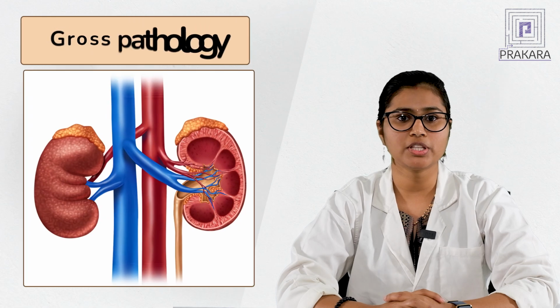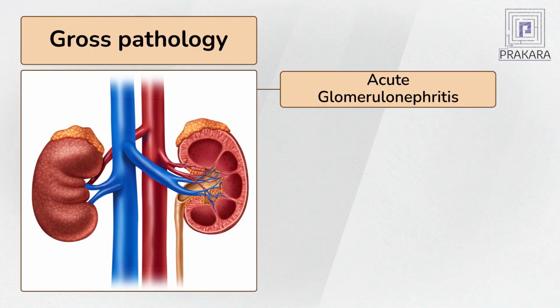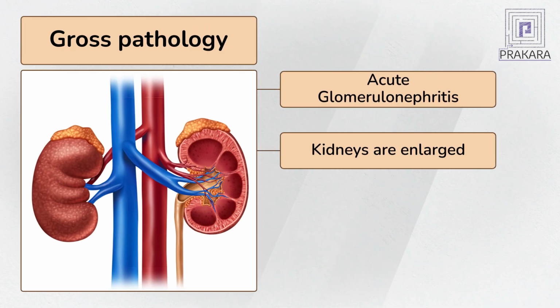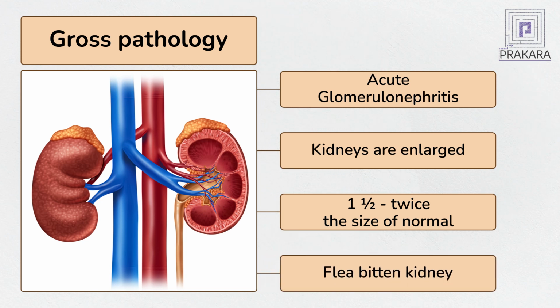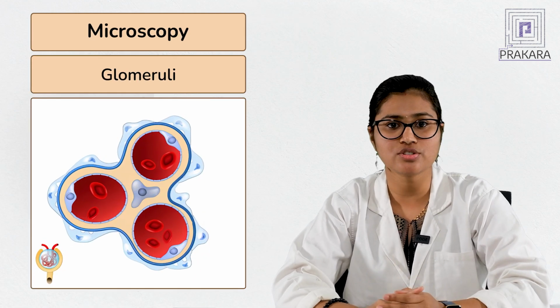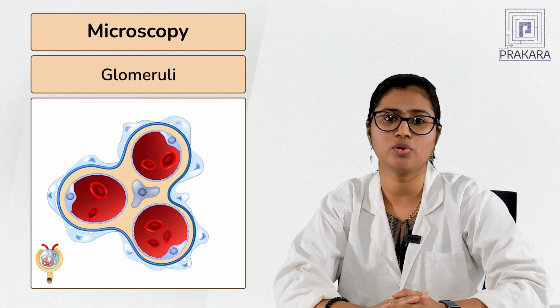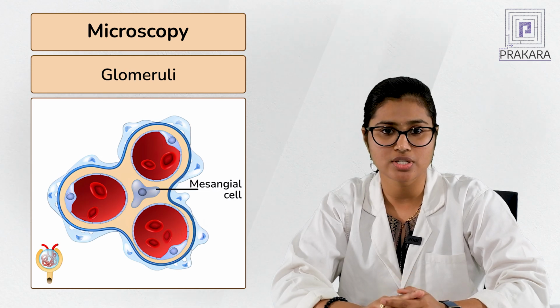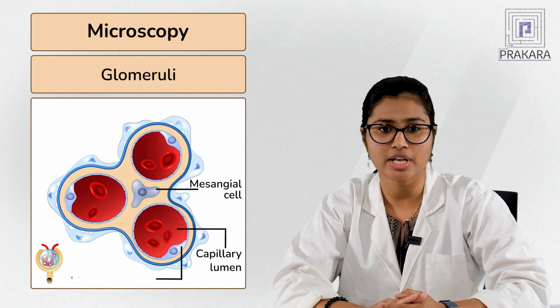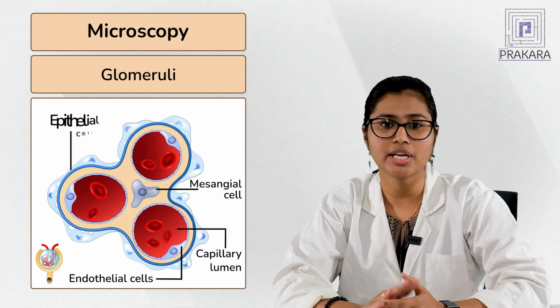So coming to gross pathology, in acute glomerulonephritis, the kidneys are bilaterally enlarged, 1.5 to twice the size of the normal kidney. On external surface and cut surface, we see petechial hemorrhages giving the appearance of flea-bitten kidney. Coming to microscopy, glomeruli are enlarged diffusely and hypercellular. Hypercellularity is due to proliferation of mesangial cells, endothelial cells of capillaries, and occasionally epithelial cells.